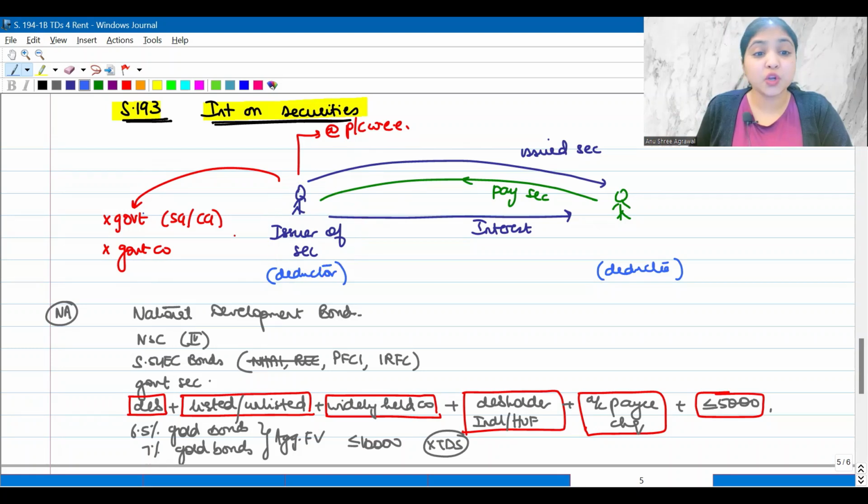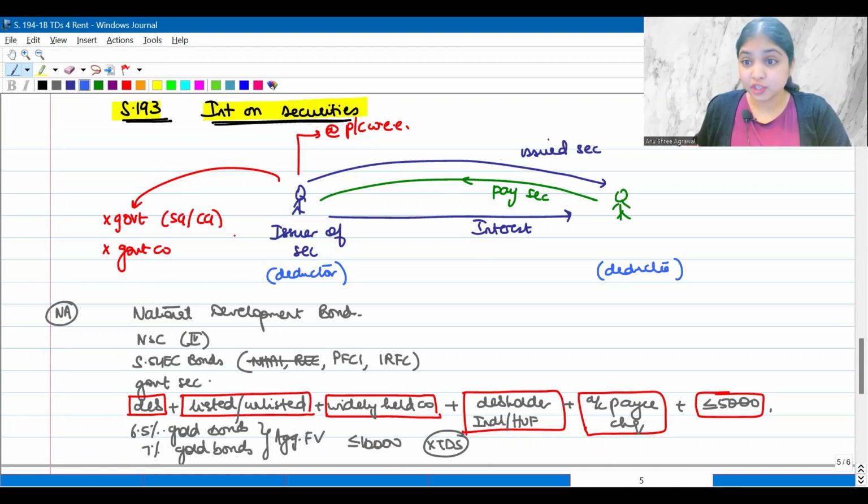The issuer of securities should not be the government, and should also not be a government company. The bonds should not be national development bonds, should not be NSE fourth issue, should not be 54 EC bonds like PFCI bonds and IRFC bonds, and should not be government securities. Also, the security should not be fulfilling these conditions. If any of these conditions are fulfilled, then section 193 is not applicable.